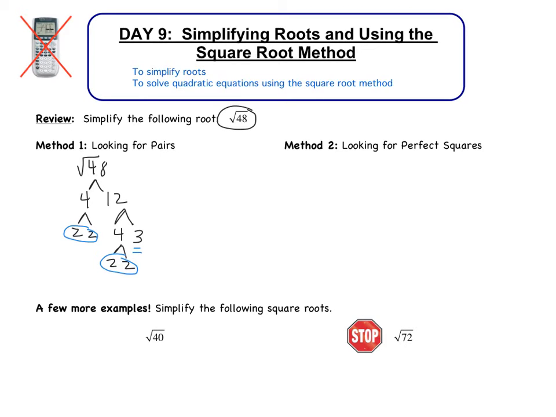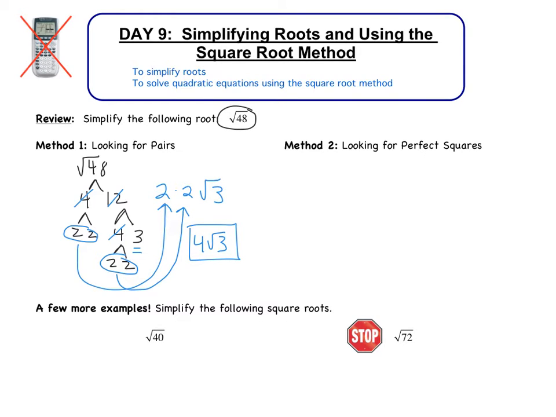Any number that has been broken down, you don't need to look at anymore. So I broke down 4, I broke down 12, I broke down that 4, so I don't need to look at them anymore. Any number that's in a pair comes outside the root. So from this pair of 2's, one 2 comes outside the root. Not both, just one of them. From that pair, one 2 comes outside the root. Again, just one, not both of them. The 3 that's left over stays under the root. Now, 2 times 2 will give us 4, root 3. So that's the first method.